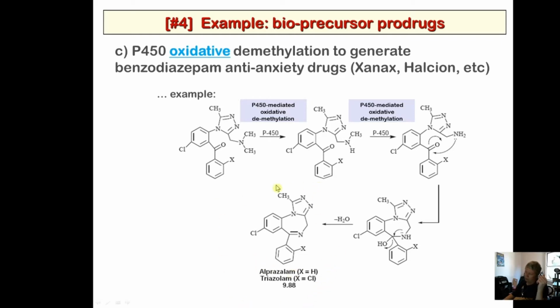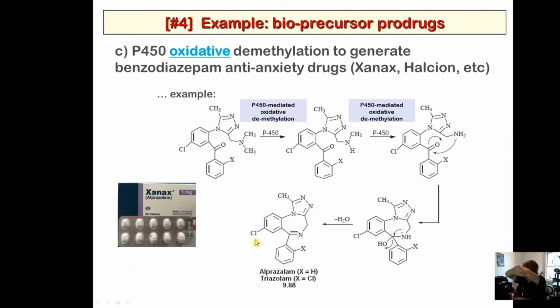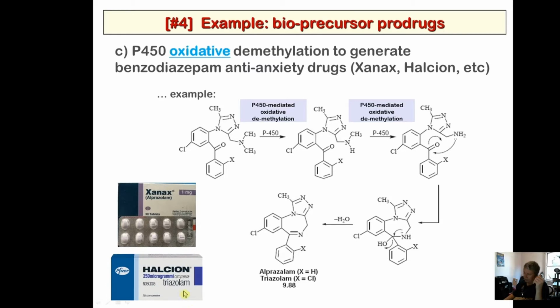There's a whole bunch of them, maybe like 1,000 benzodiazepines, and a lot of them are used clinically as sort of anti-anxiety drugs. So that's Xanax. That's one of them that's used. Alprazolam, and then Halcion, triazolam, and these are kind of abused substances also, like Valium is also.